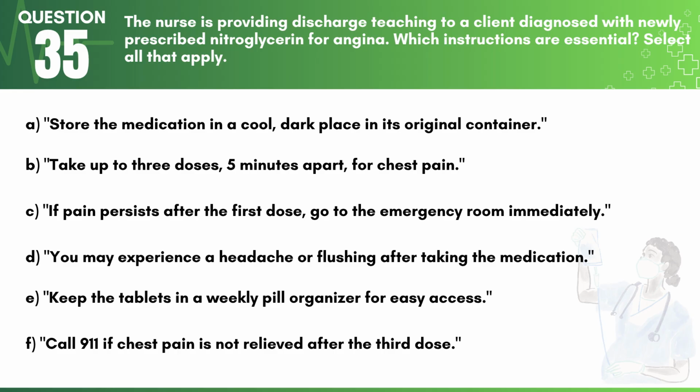A. Store the medication in a cool, dark place in its original container. B. Take up to 3 doses, 5 minutes apart, for chest pain. C. If pain persists after the first dose, go to the emergency room immediately. D. You may experience a headache or flushing after taking the medication. E. Keep the tablets in a weekly pill organizer for easy access. F. Call 911 if chest pain is not relieved after the 3rd dose.